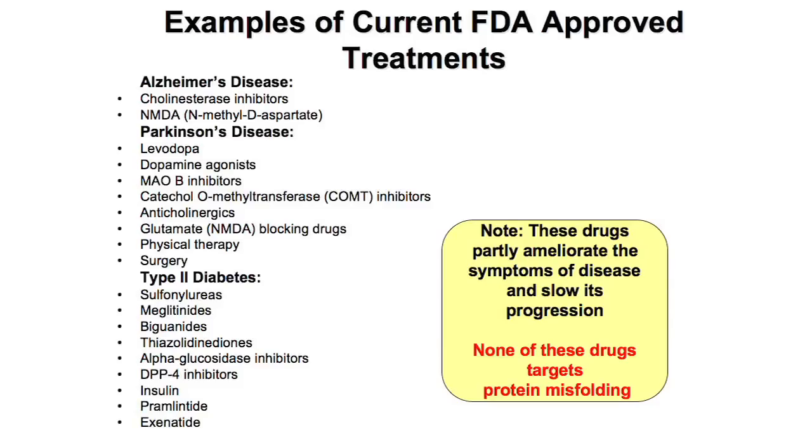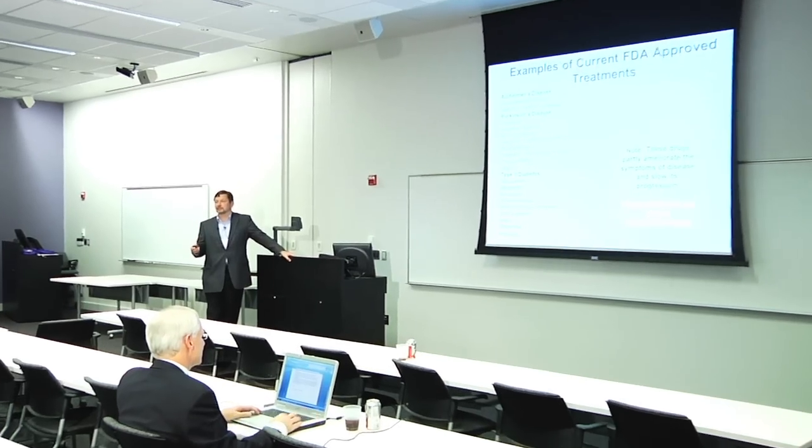So now here I give some examples, not a complete list, of treatments which are available for some of those diseases, and what actually is common among those treatments. All those drugs partly ameliorate the symptoms and slow progression of the disease, but they do not really target the actual misfolding. So the cause of the disease remains, and that means that sooner or later it will overtake the treatment.